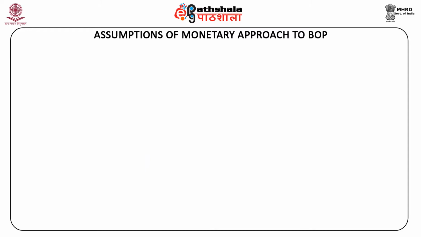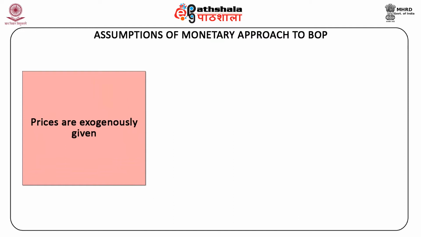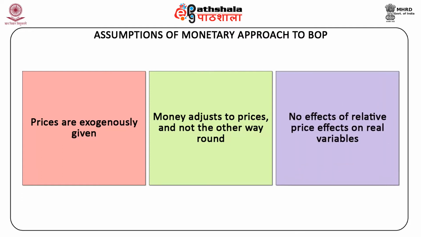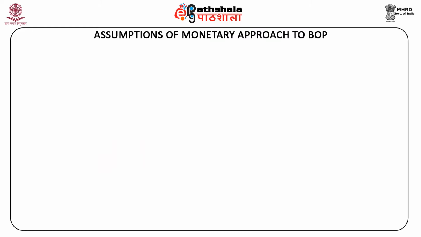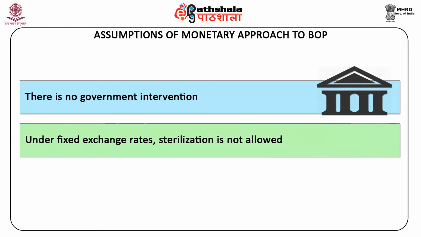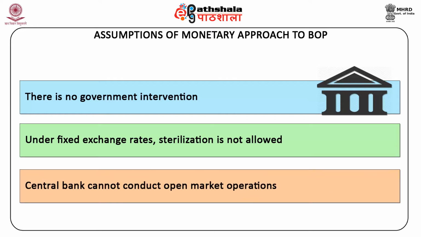The third assumption of the monetary approach to balance of payment is that, given assumptions 1 and 2, prices are exogenously given. Money adjusts to prices and not the other way round. There is arbitrage and there are no relative price effects on real variables. The fourth assumption is that there is no government intervention. Under fixed exchange rates, sterilization is not allowed. That is, the central bank cannot conduct open market operations to offset the impact of the foreign exchange market on the money supply.